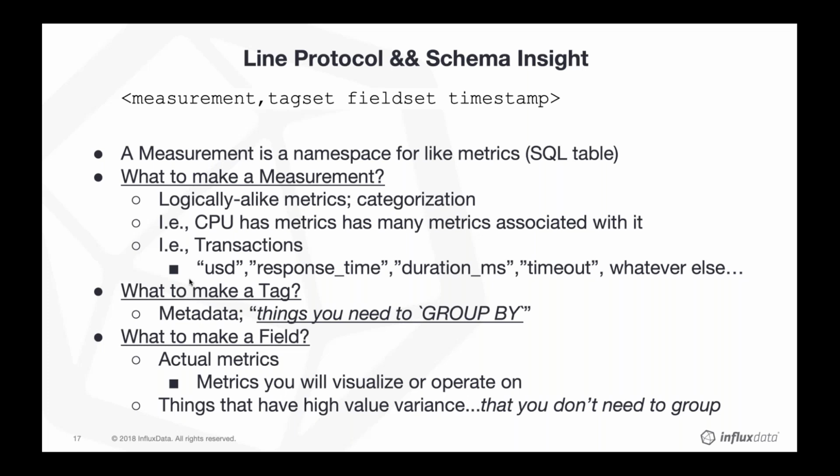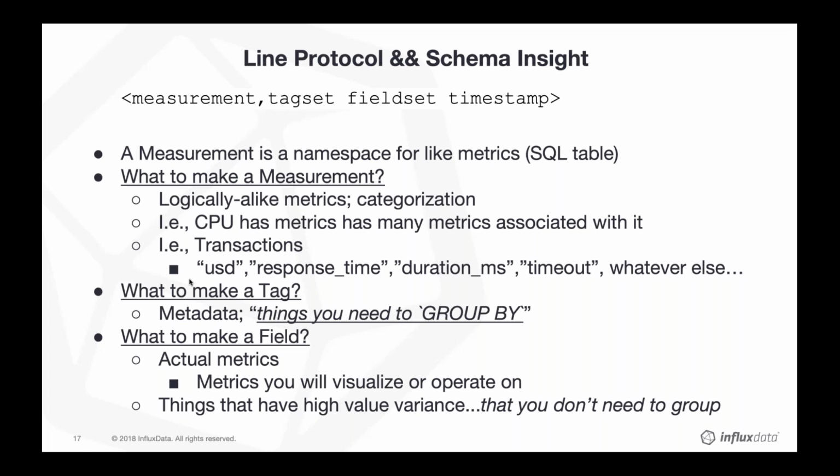Both tag sets and field sets are comma separated key value pairs. So you can have any number of tags and any number of fields in a single line of line protocol, all associated with the same measurement. And of course, you have your timestamp. Notice the punctuation here. It's important. That first comma separates the measurement and the tag set. The first space separates the tag set and the field set, and then the second space separates the field set and the timestamp.